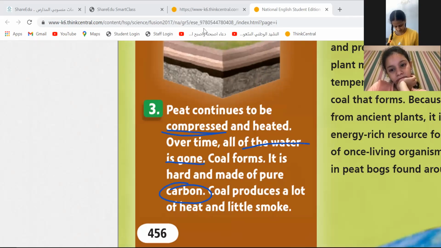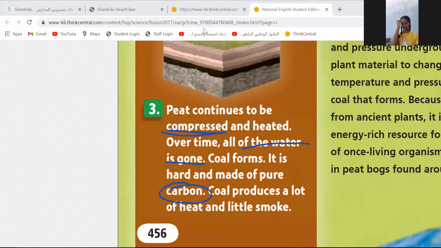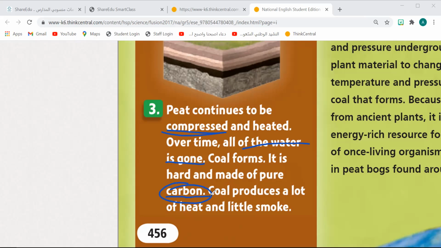So finally, when they are hard enough, what do they make? Carbon, excellent. So this peat will be compressed and heated over what? They need time. All of the water is now gone. There is no more water. What will be formed? Coal will be formed. And when it's very hard, they make carbon. Now coal produces a lot of heat and a little smoke, unlike peat.